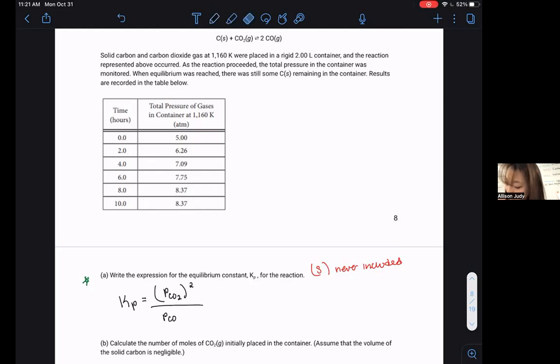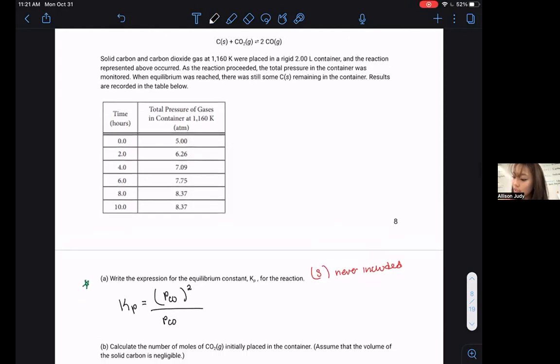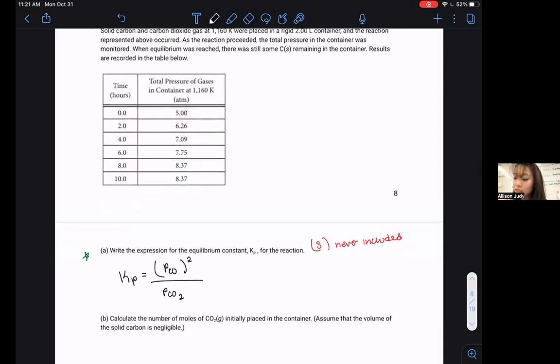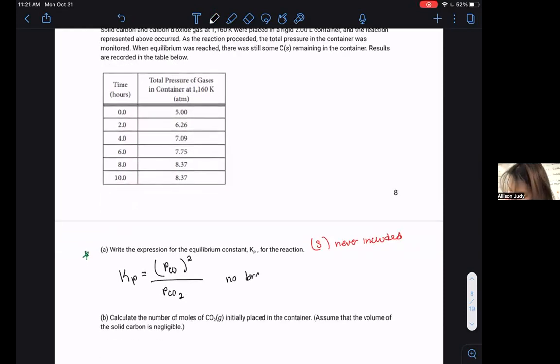And why did I write CO2? I'm having a brain fart moment. CO raised to the power of 2 because there's a 2 molar ratio, and CO2 raised to the power of 1. And that's it. Okay. And notice I don't put brackets for this, right? No brackets, because it's not concentration directly. We're not directly talking about concentration. We're talking about concentration through another characteristic that reflects it.